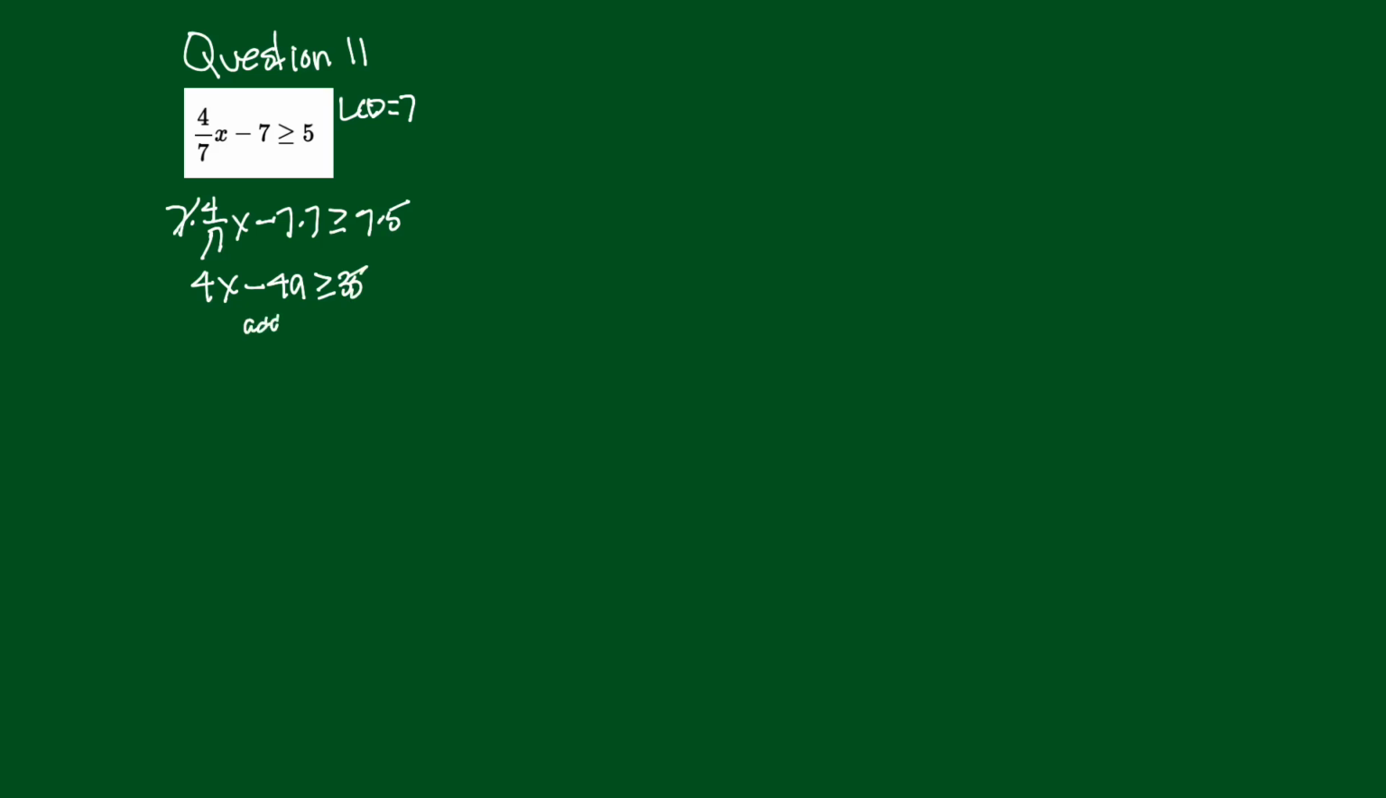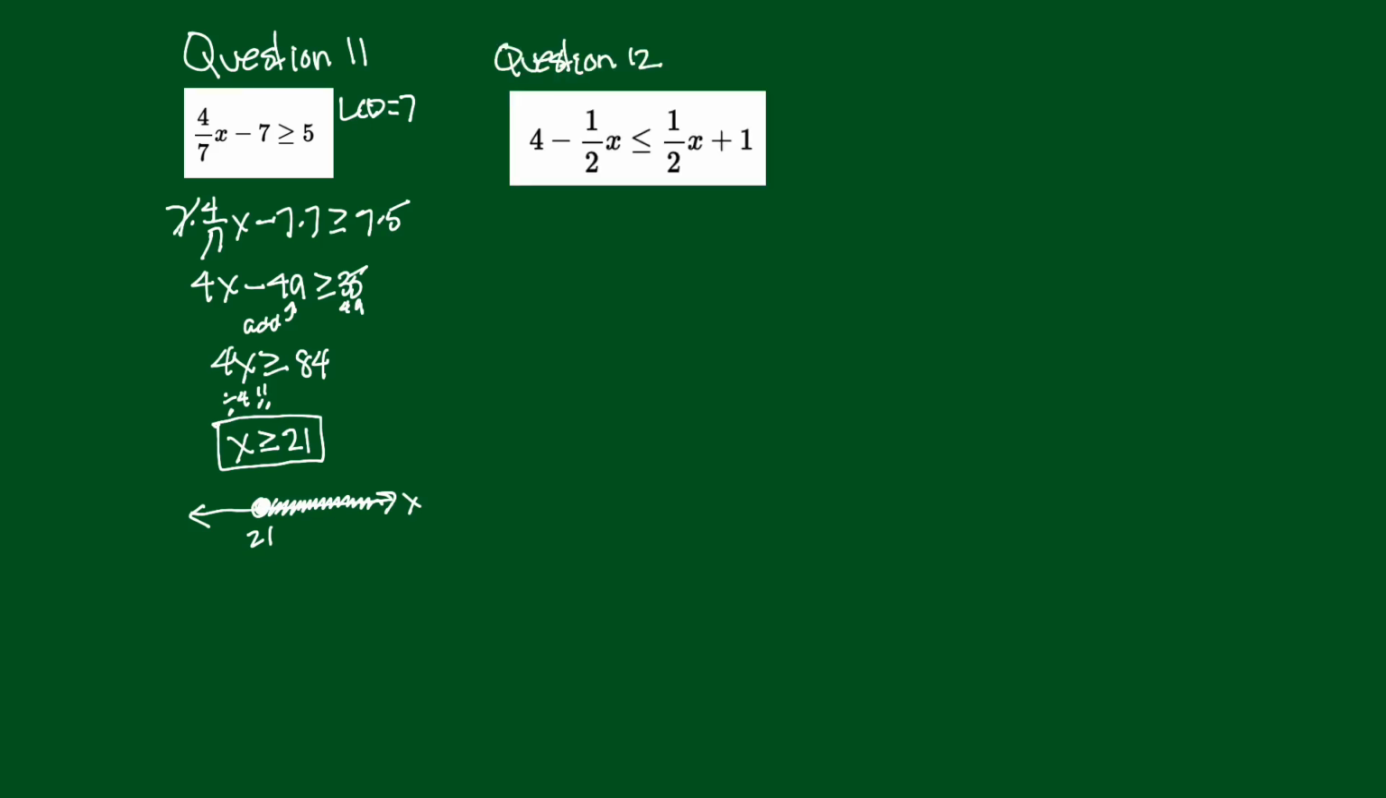Let's add 49. So I'll get 4x greater than or equal to, now if you add 49 over here, what do we get here? We get 84. And if I divide by 4, now alert, I'm dividing by a positive number. So no change in the direction of this inequality sign. So we're going to get x greater than or equal to, now divide by 4. 4 will go into 8 twice, into 4 once. There we go. And here's our graph.